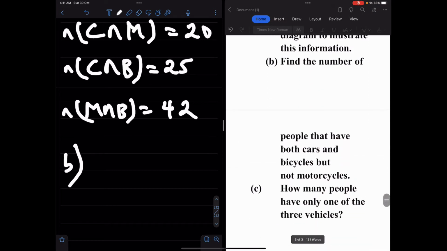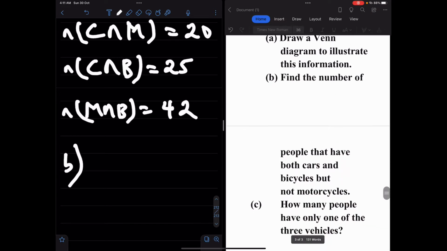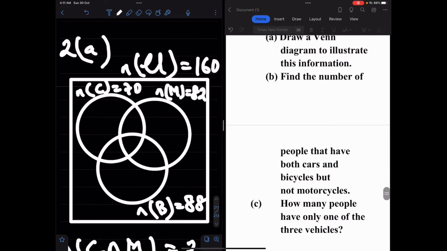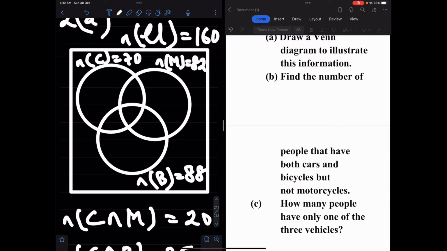Find the number of people that have both cars and bicycles but not motorcycles. Cars and bicycles but not motorcycles. That will be this. The number of people that will be in this set. This set is the set of people who have only cars and bicycles. So cars and bicycles but not motorcycles is the same as cars and bicycles only. But if I just say cars and bicycles, it will be the whole of this, which will include some people who also have motorcycles. But now I said those who have cars and bicycles but not motorcycles. That will be cars and bicycles only, which is the people inside this set.